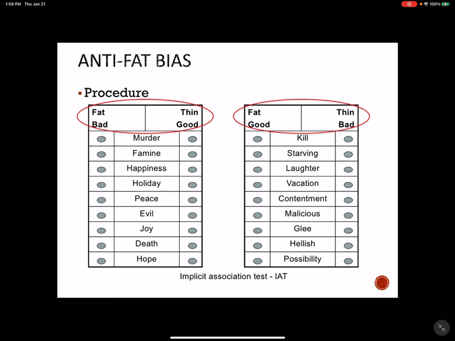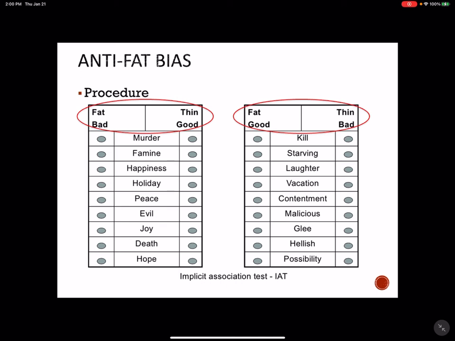So the idea is, if you have no prejudice against fat, you would take the same amount of time to fill these tests out. But if you have prejudice towards fat, there would be a difference in the time that it takes you to fill out this questionnaire. So here you've got murder, fat bad. Okay, famine, fat bad. Happiness, thin good. You're just going right along if you think fat is bad and thin is good.